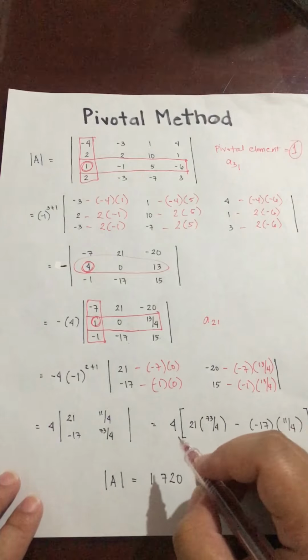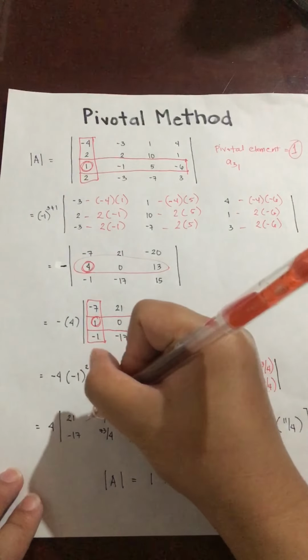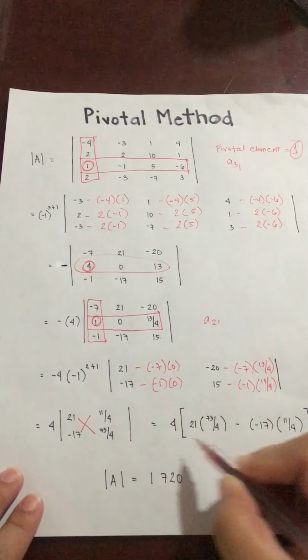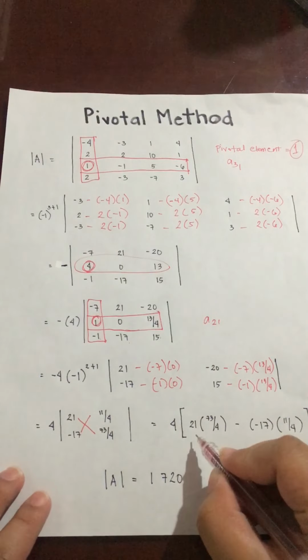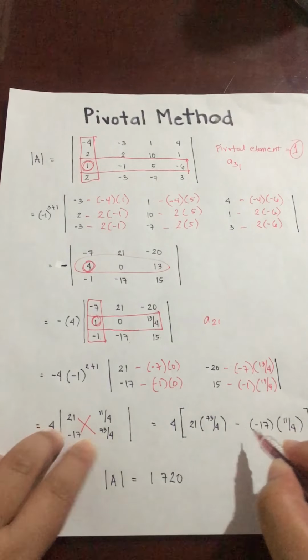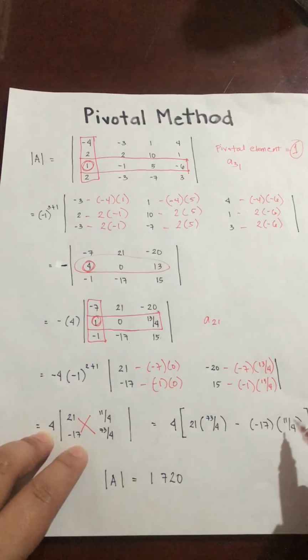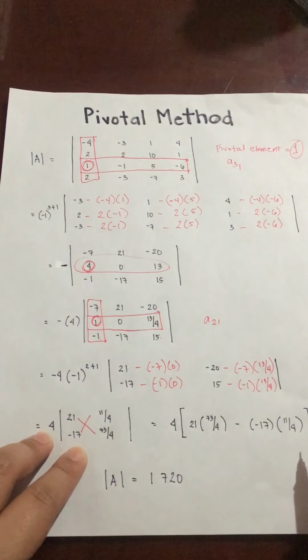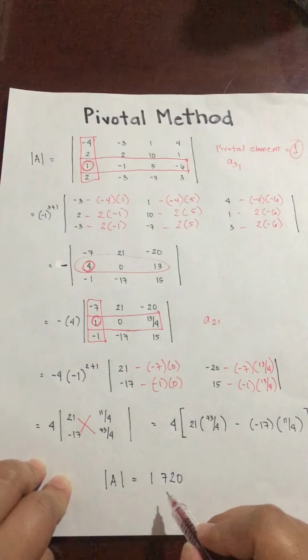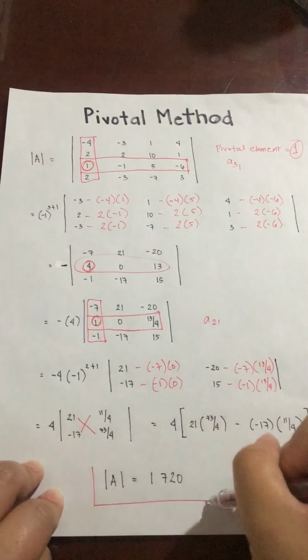Next, we will cross multiply, then subtract. We will rewrite 4, then times 21 times 73 over 4 minus negative 17 times 11 over 4. Then, our determinant will be 1,720.